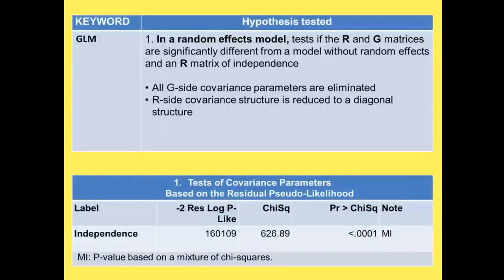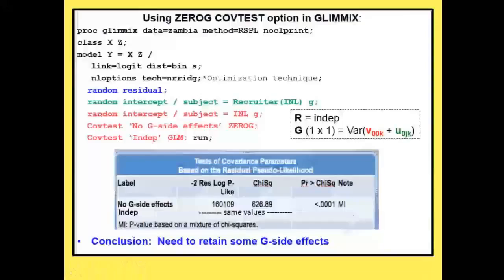Okay? This is where she did GLM. Now GLM is doing what? What's GLM doing in this case? Let's see if I got it. Here's what she did. This is the model, random intercept. This is exactly the model, but now I've added two COVTEST statements. One is no G side effects, 0 G, and then I've written independent GLM.